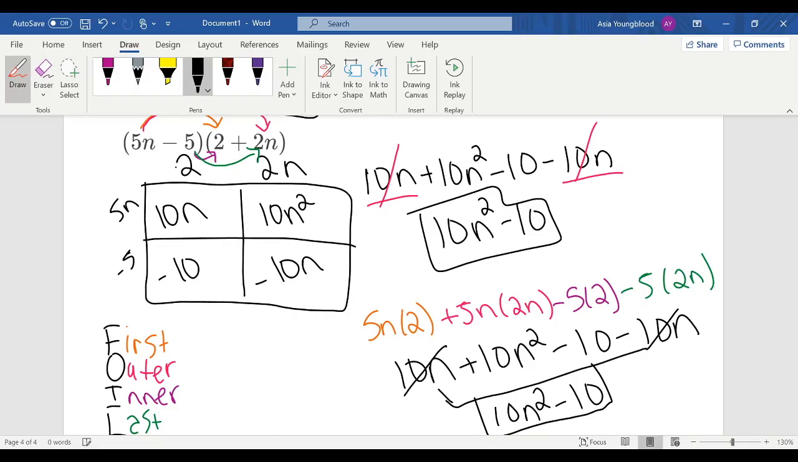It's going to be our final answer for that one. And we see we got the same answer, right? Because those 10n still canceled out. So this is another method you can use, FOIL. So just double distribute and you will get the exact same answer.